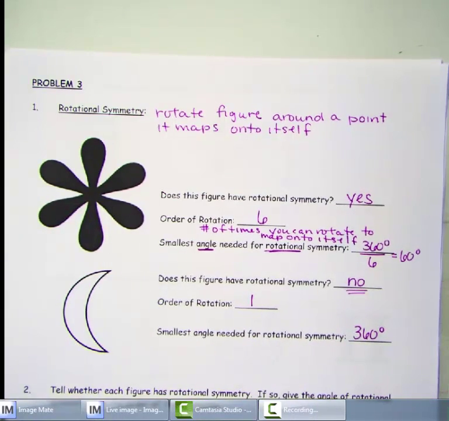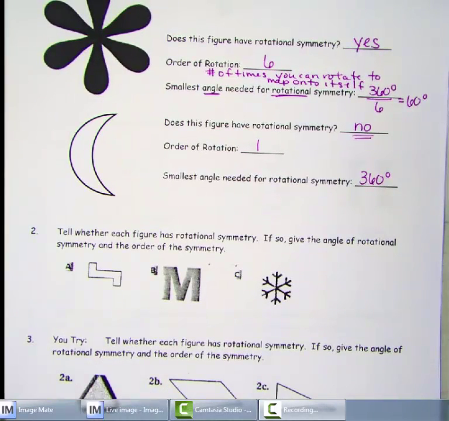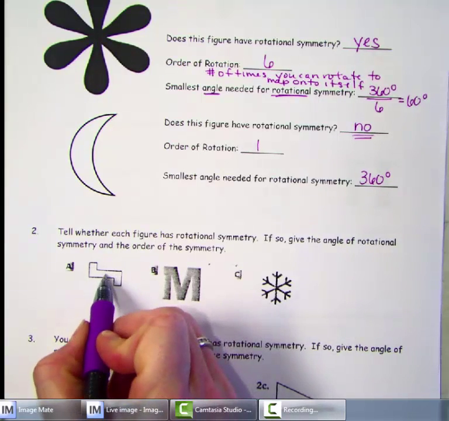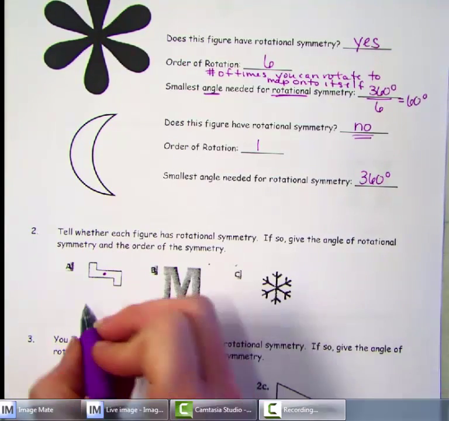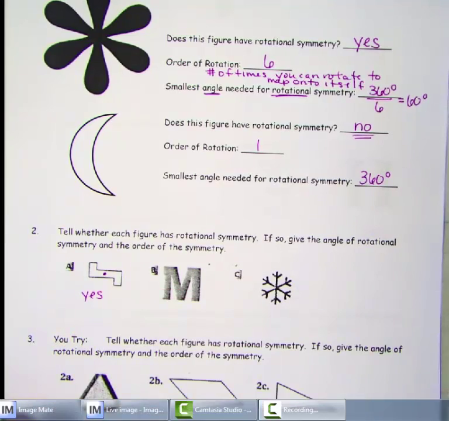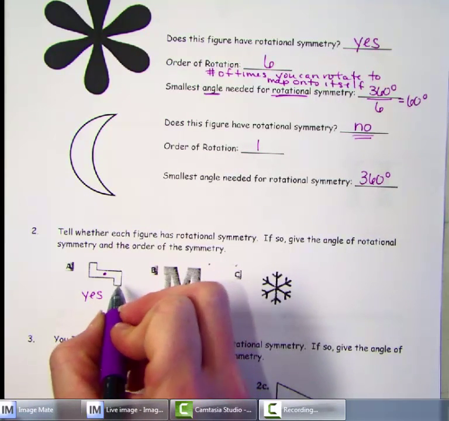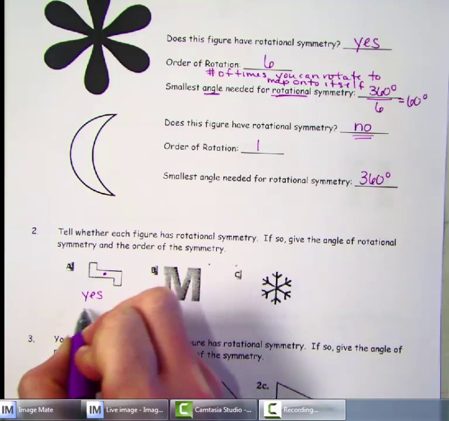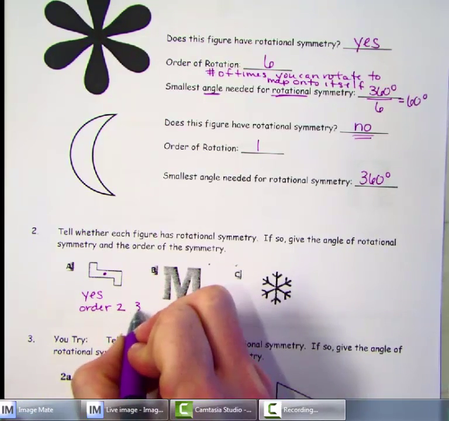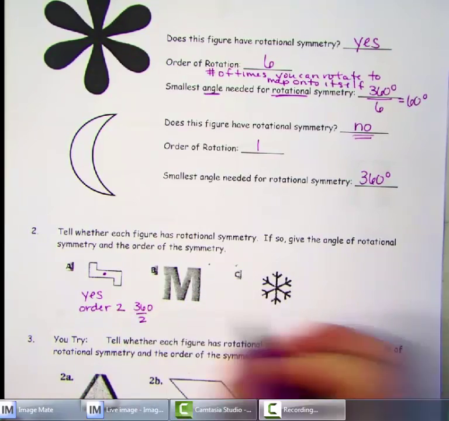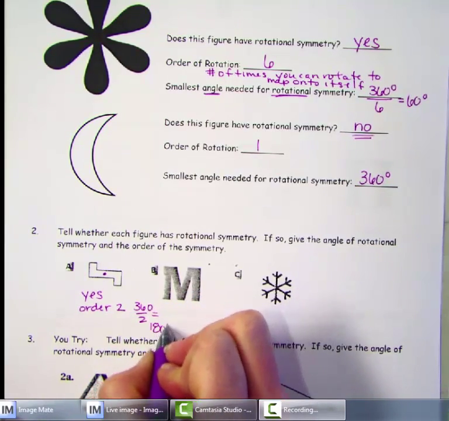Let's look at an example. Tell whether each figure has rotational symmetry. If so, we're going to give the angle of rotational symmetry and the order. So can I rotate this around a point and have it look exactly the same? Yes, I can. I can rotate it 2 times, which means my rotational symmetry is 180 degrees.